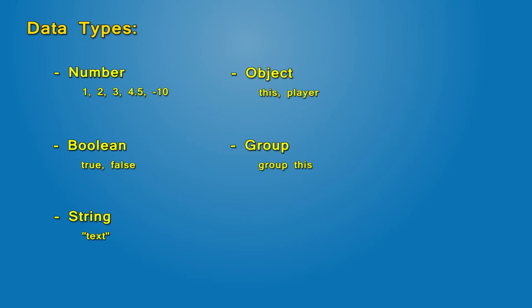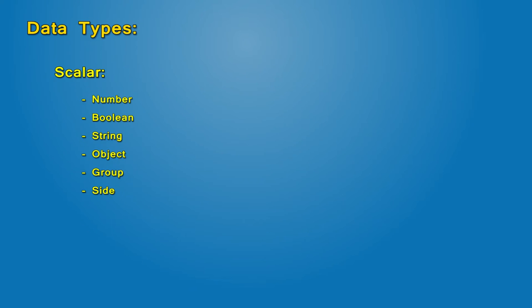Number. These are real numbers. Boolean. Logical values. String, text denoted by quotation marks. Object, identificators for objects. Group, identificators for teams of soldiers. Side, object's affiliation. All these types are called scalars. They represent a single value. There is one more type, a non-scalar called array, a list of items. It may hold all the data types, including other arrays. I'll talk more about them in the future.